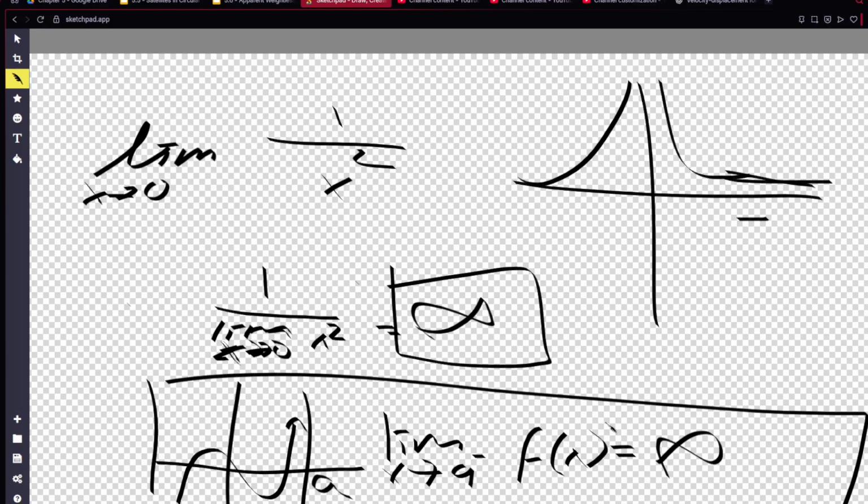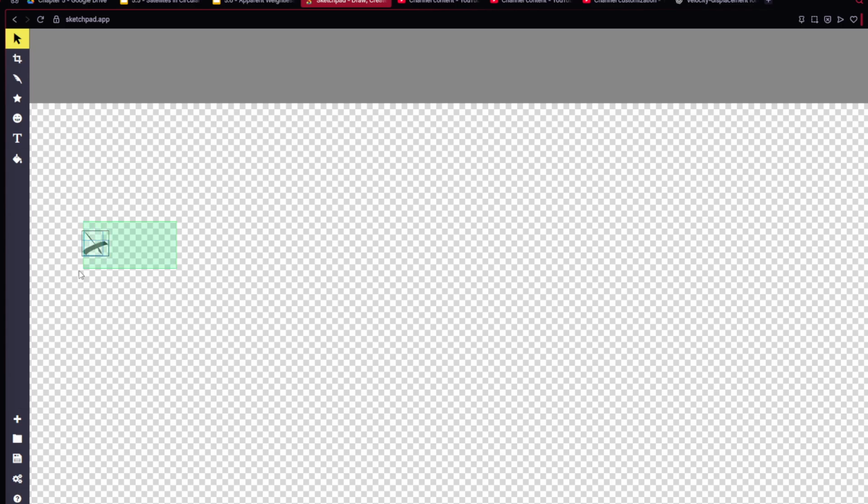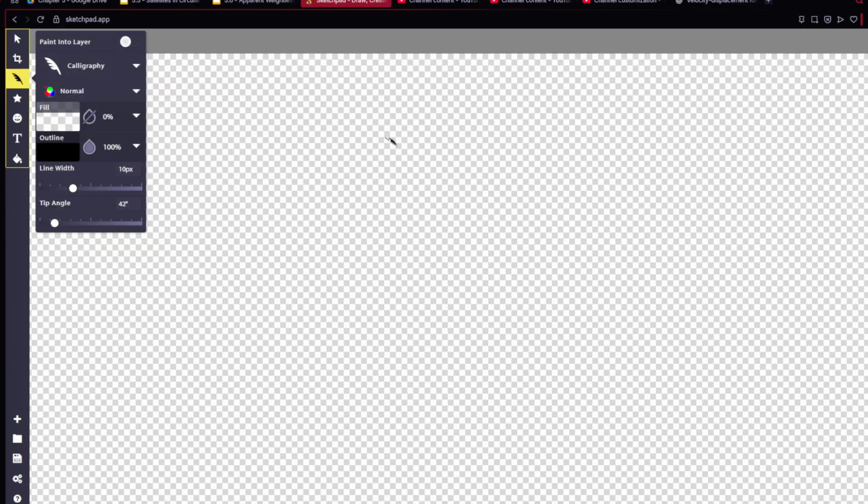So it's important to note, the limit as x approaches a from the left side or right side can either equal infinity or negative infinity. So let's go over one that you'll see often, and that is tan x.